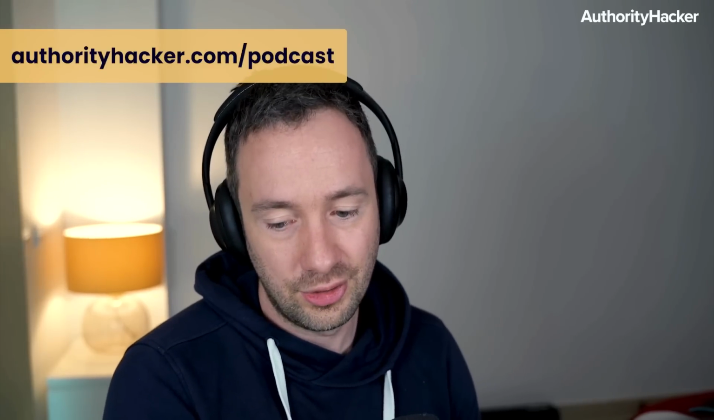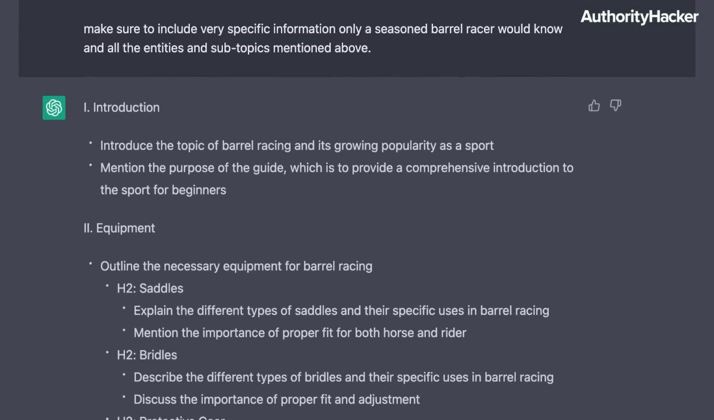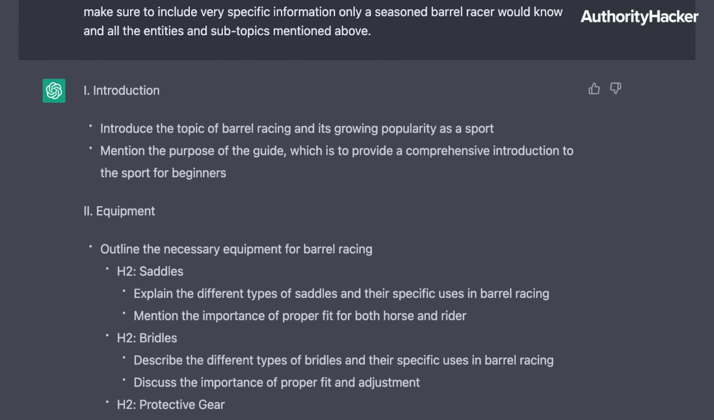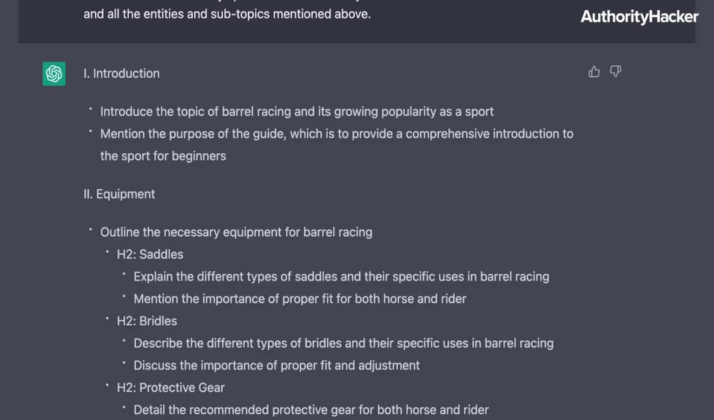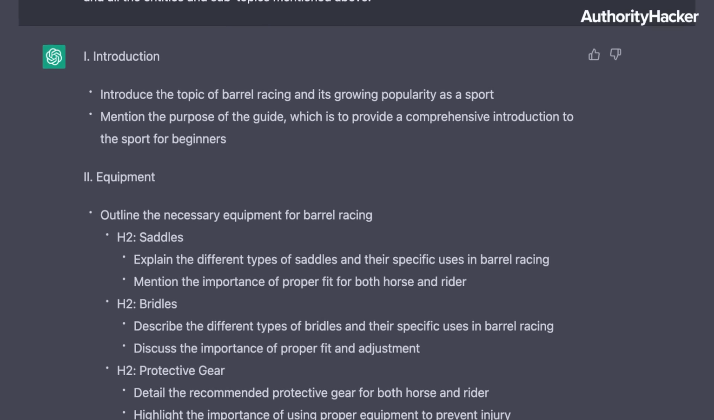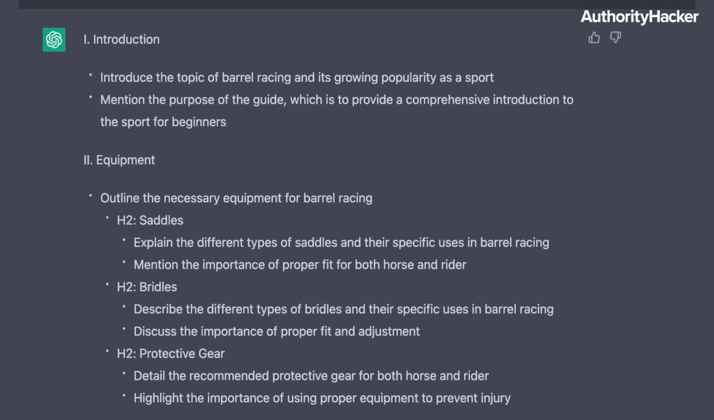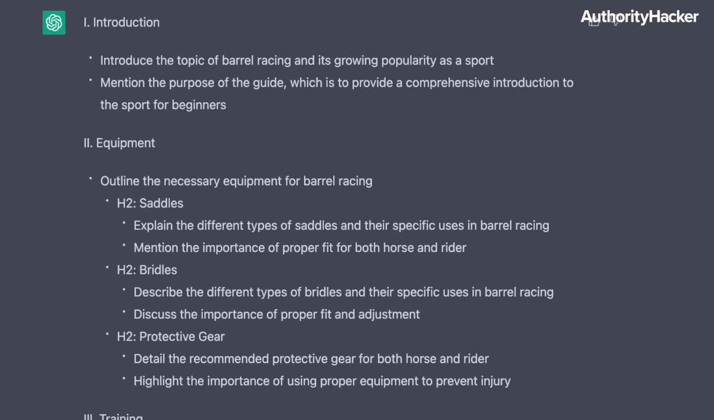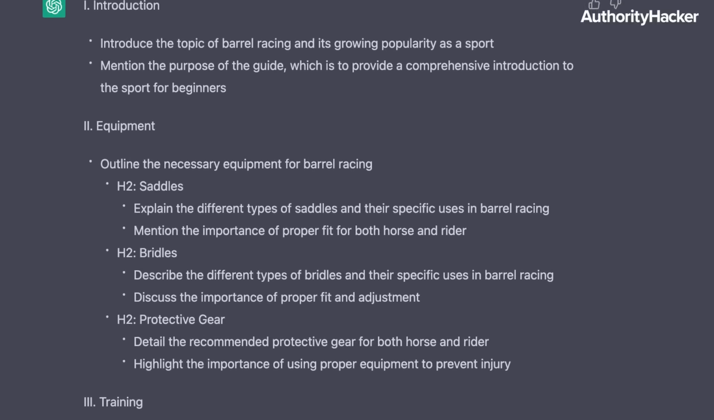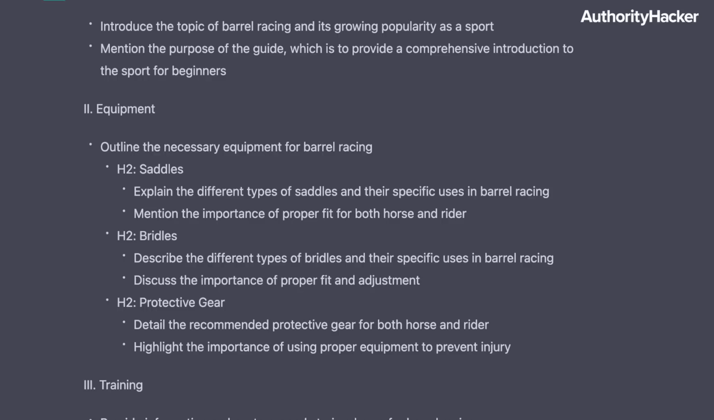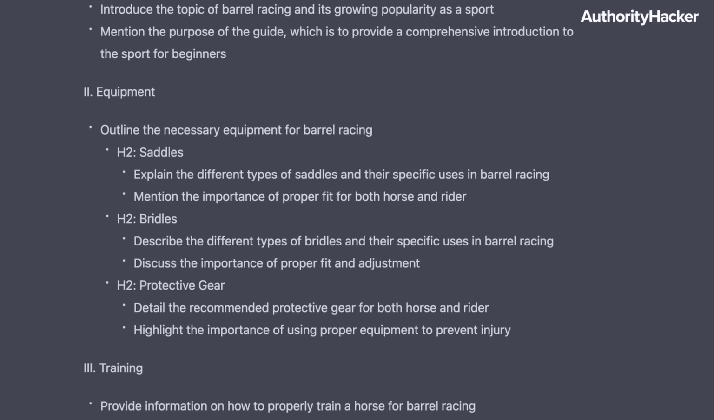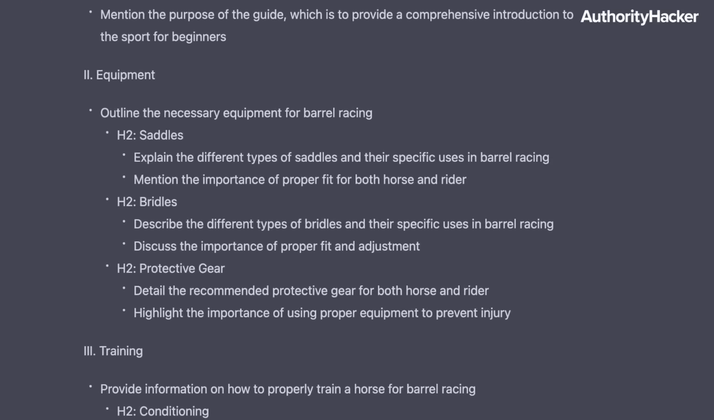For this, I would recommend you check the notes on autohacker.com/podcast, where I'll try to describe it as best as possible. But basically it did an introduction: introduce the topic, mention the purpose of the guide. Then the first section was equipment, outline essential equipment, and it listed saddles, bridles, and protective gear. Under each one there is a bunch of bullet points. For example, for saddles: explain different types of saddles and their specific use for barrel racing, mention the importance of proper fit for both horse and rider, etc. So it's okay.